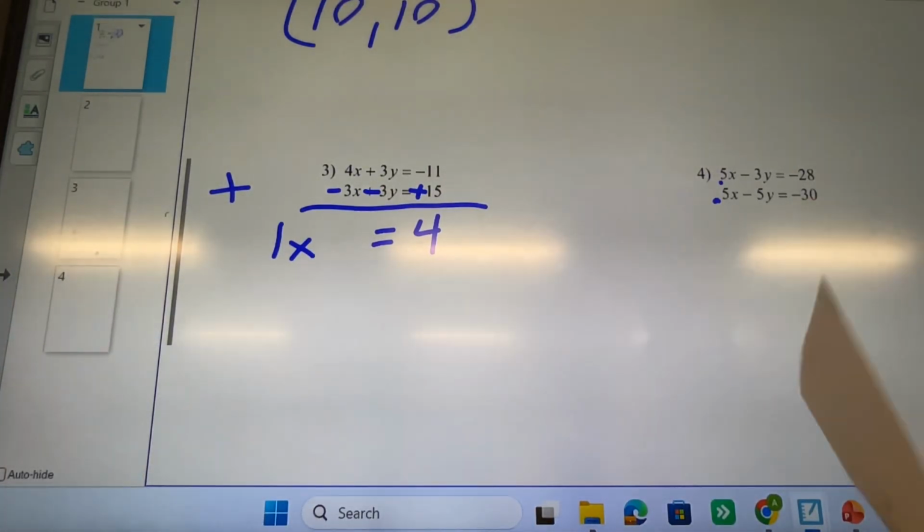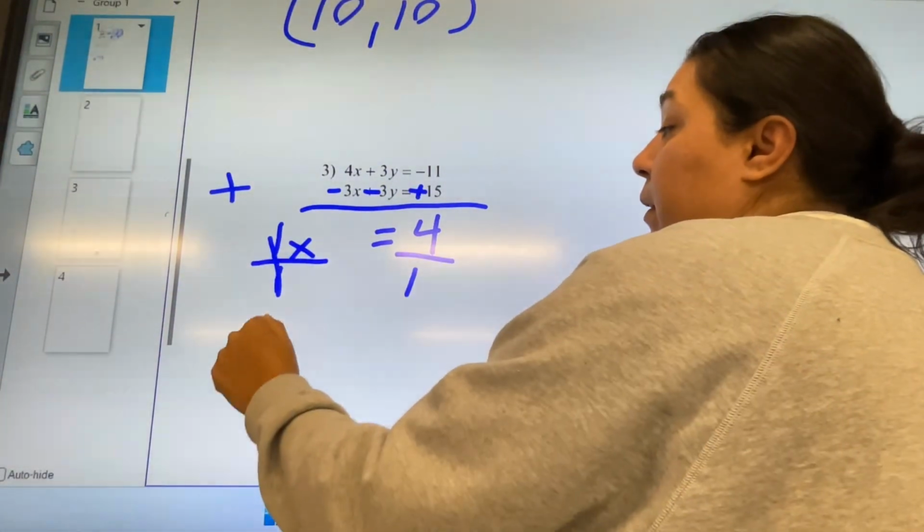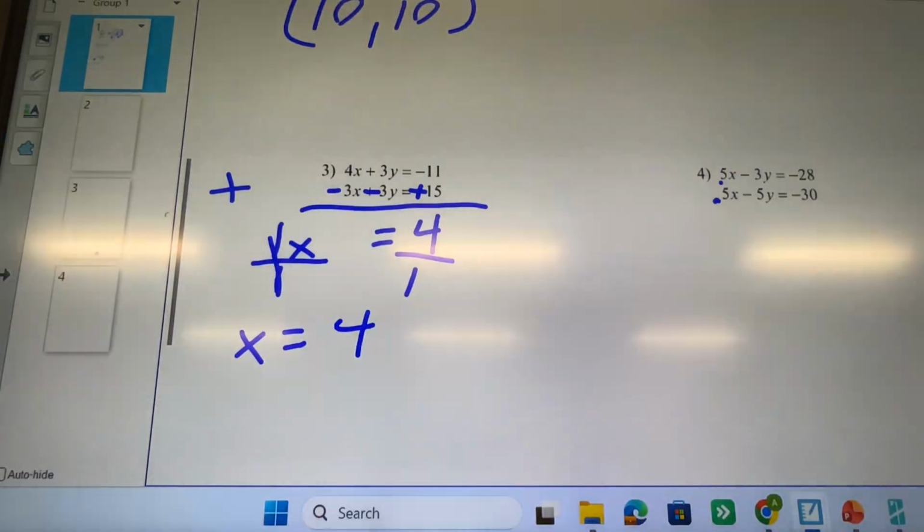Okay, so on this one, these are good at this point. We're going to divide by 1. Say x equals 4. Okay, so go back to number 3. And then as far as plugging it back in, that's why I said the second one, so you always just plug it into the first one. At this point, always plug it into the first one.